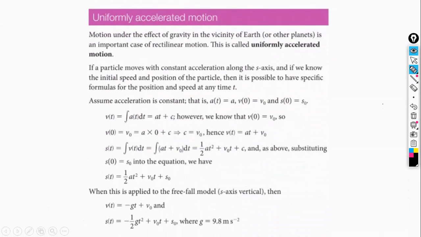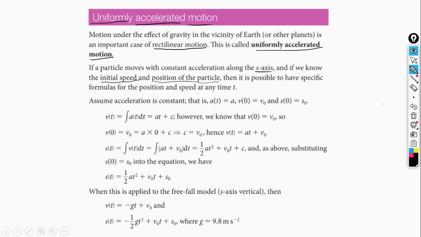So in the next slide, we're going to talk about uniformly accelerated motion. Motion under the effect of gravity in the vicinity of Earth or another planet is an important case of rectilinear motion. This case is called uniformly accelerated motion. If a particle moves with constant acceleration along the s-axis, and we know the initial speed and position of the particle, then it is possible to have specific formulas for the position and speed at any time t.